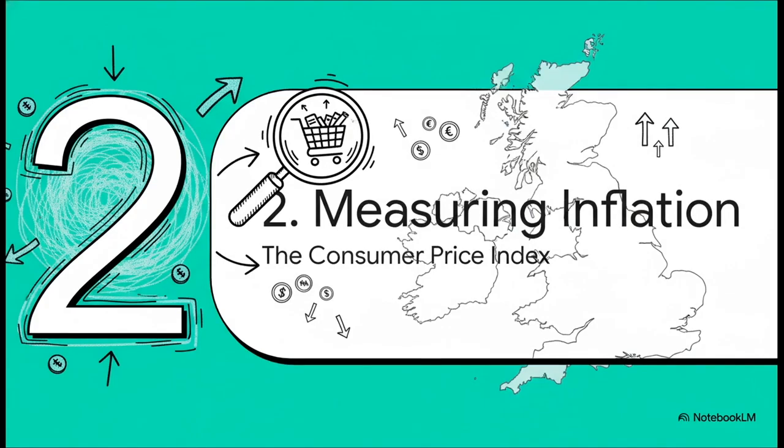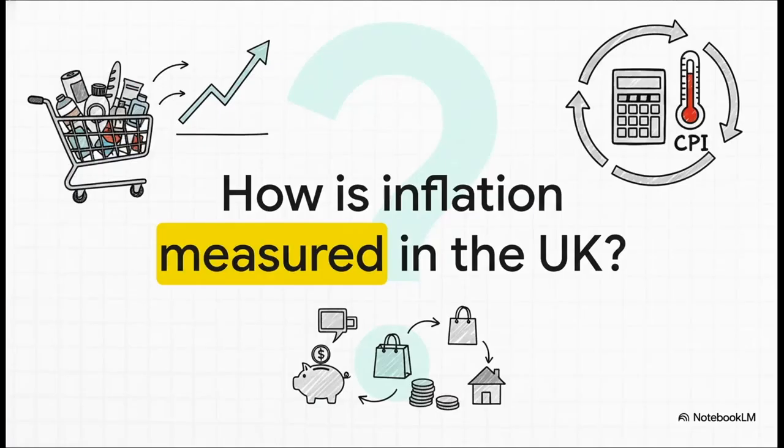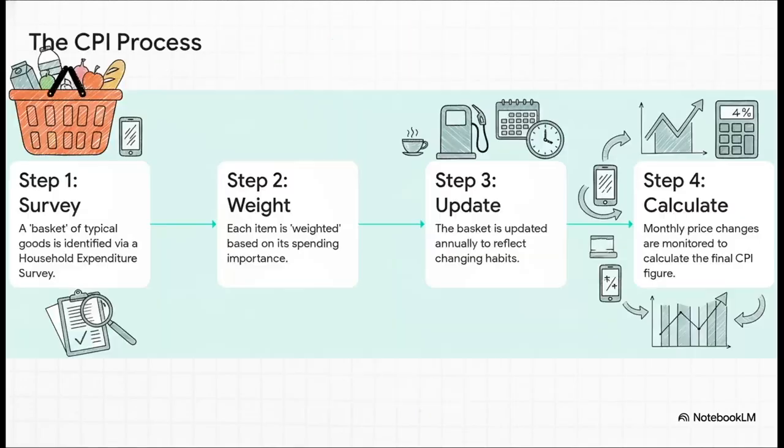So, if the target is 2%, how in the world is it actually measured? For your exam, you need to know about the main method we use here in the UK. So here's the puzzle. How do you possibly track the price changes of thousands upon thousands of different things to get just one single inflation figure? The answer is something called the Consumer Price Index, or the CPI. It's actually a pretty clever four-step process.